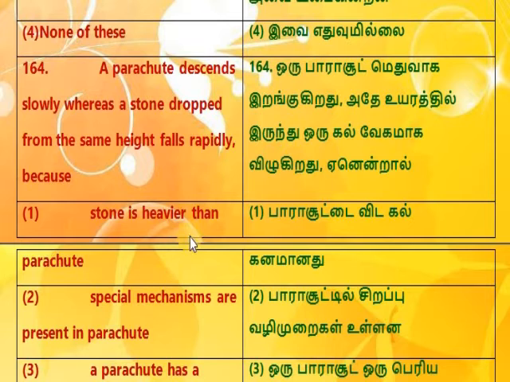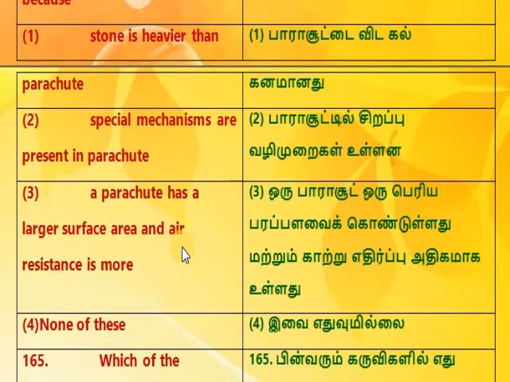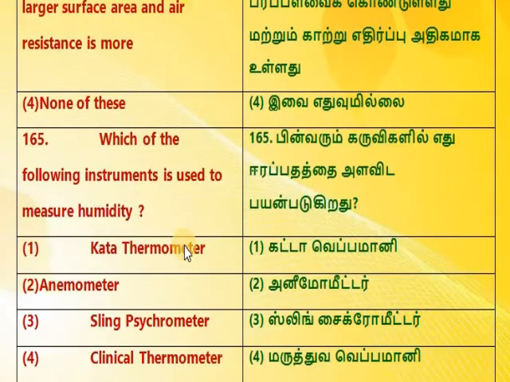164. A parachute descends slowly whereas a stone dropped from the same height falls rapidly, because 1. Stone is heavier than parachute. 2. Special mechanisms are present in parachute. 3. A parachute has a larger surface area and air resistance is more. 4. None of these.